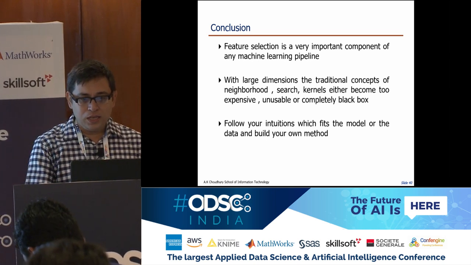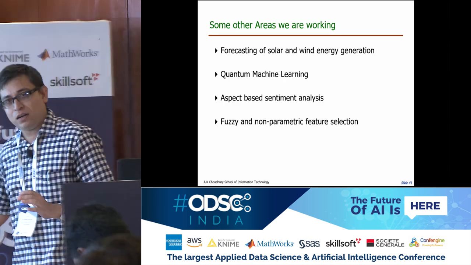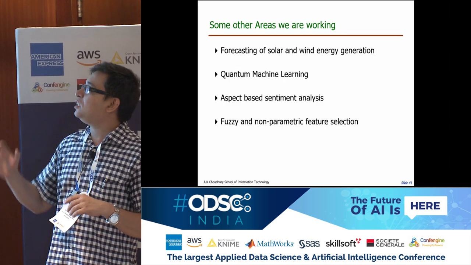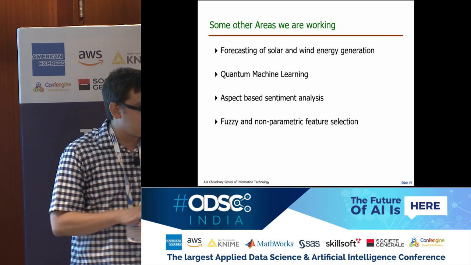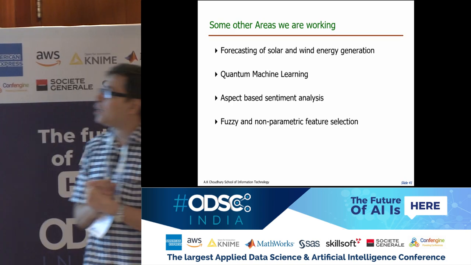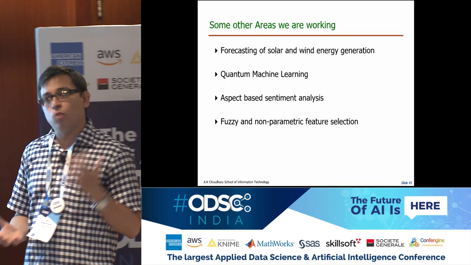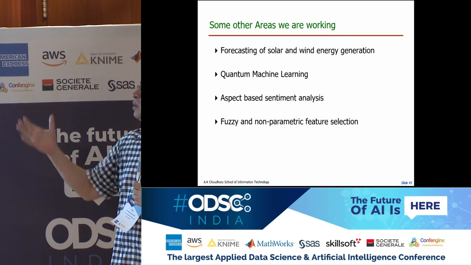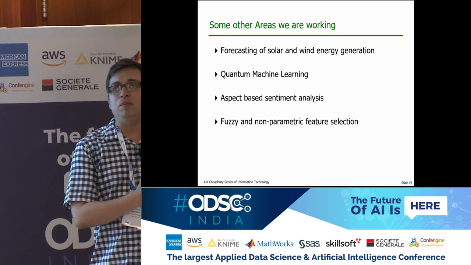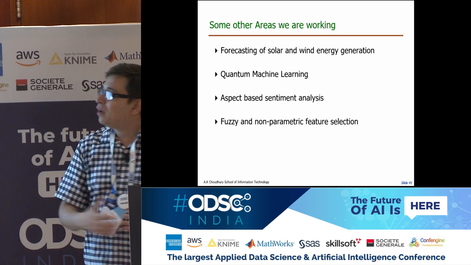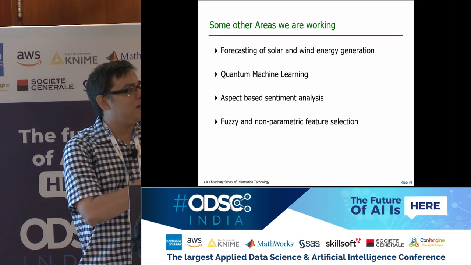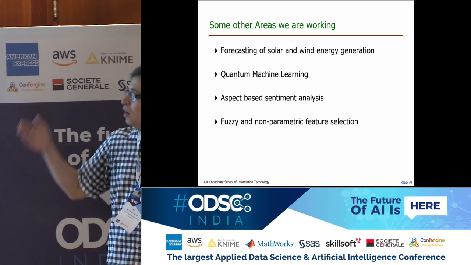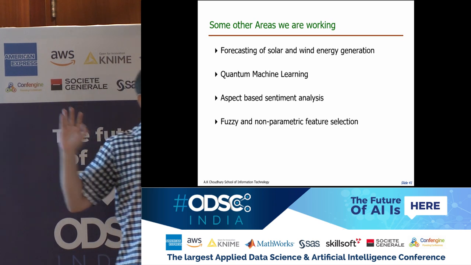Okay. So here are some other areas that we are working on. We are working quite seriously on forecasting of solar and wind energy generation. We are also working on developing some algorithms in quantum machine learning. We are doing some work on aspect-based sentiment analysis. And feature selection being my PhD topic, I continue working on that in different dimensions. Some other areas where we are working are fuzzy and non-parametric feature selection.